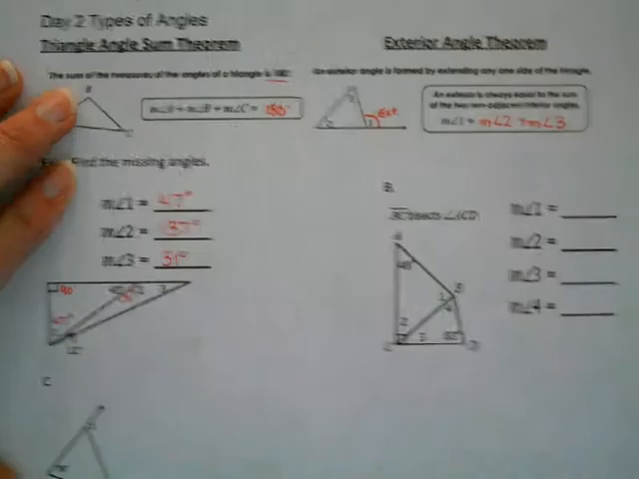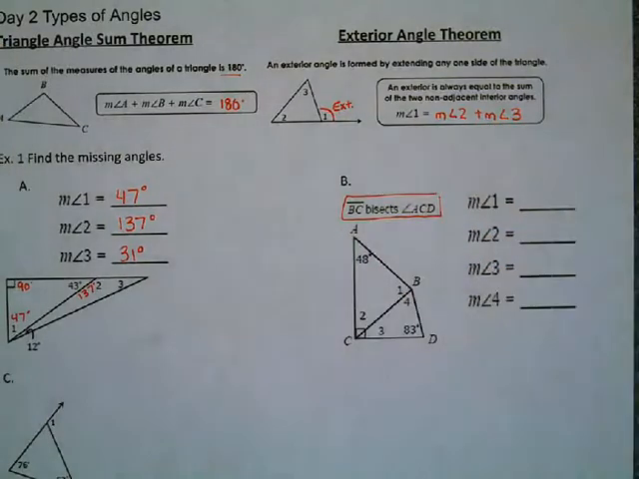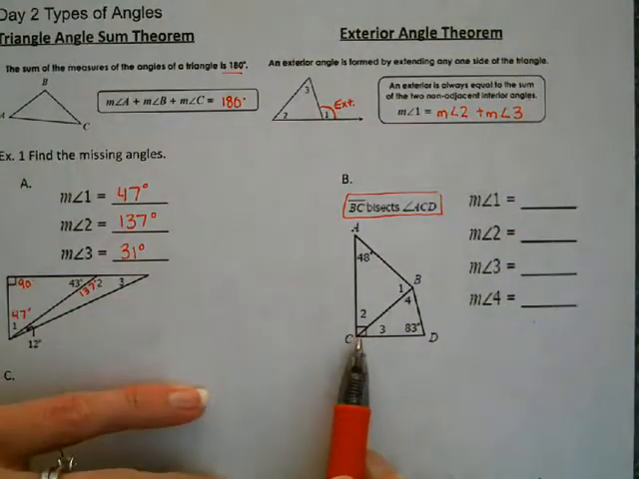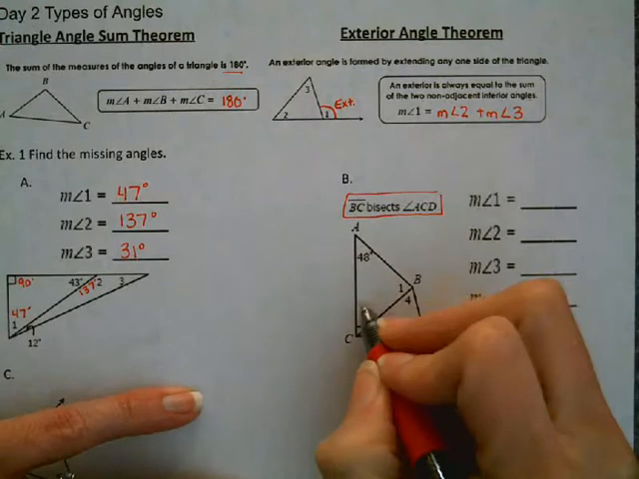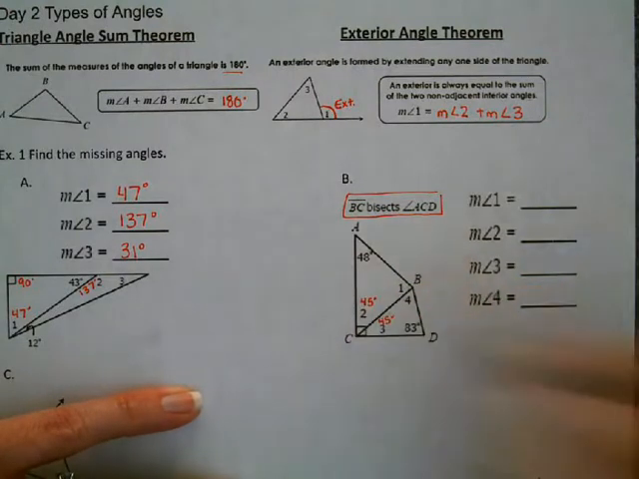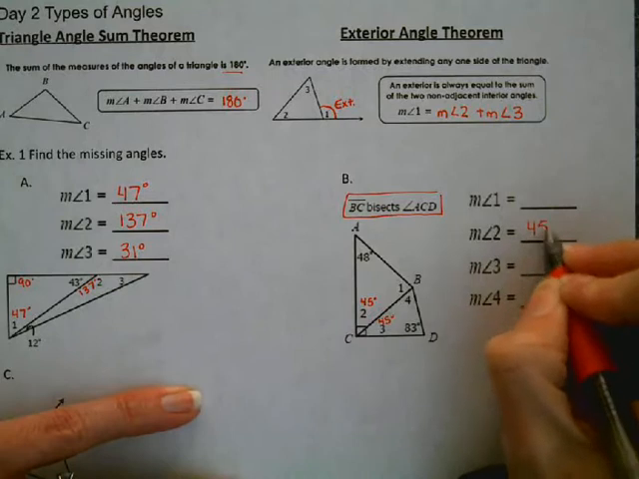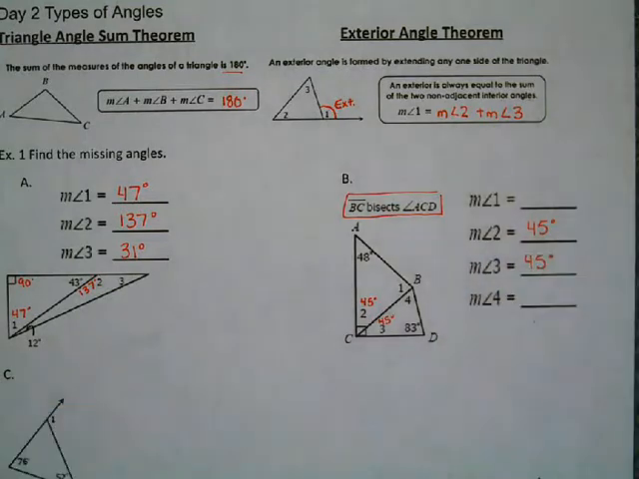Sometimes they give you information that would be helpful, like this. It says angle ACD, down here in the corner, is bisected by BC. Well, we know from last chapter bisected means cut in half. So if this is 90 degrees, we know each of these are 45 degrees. So next to angle 2, I'll put 45 degrees, and angle 3 is 45 degrees. Now you'll just take each of those two triangles you see and subtract those numbers from 180 to find the missing angles.